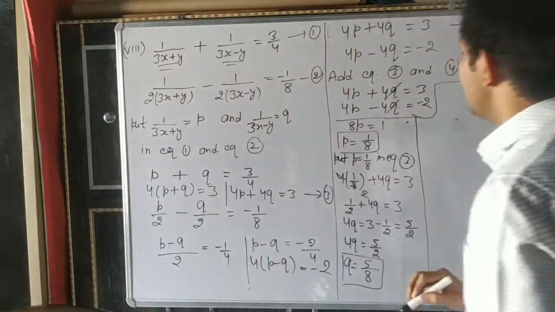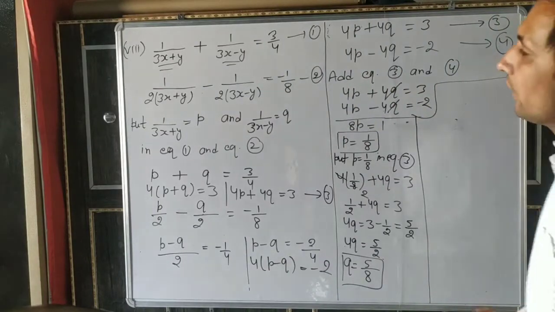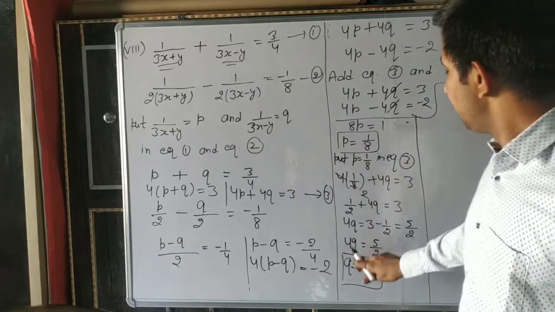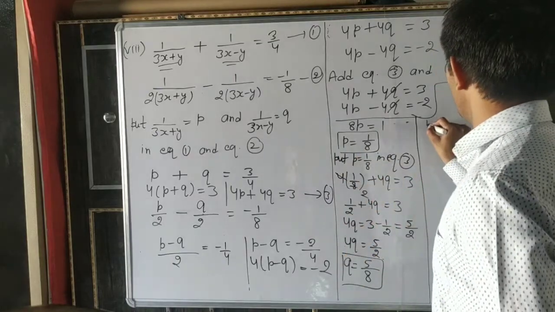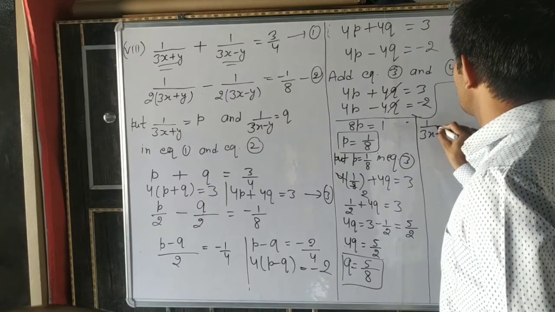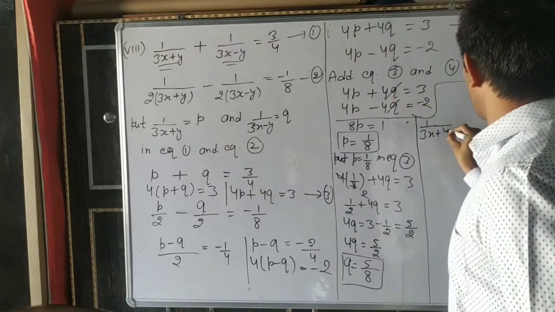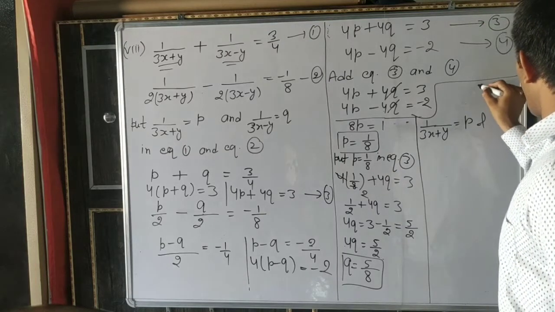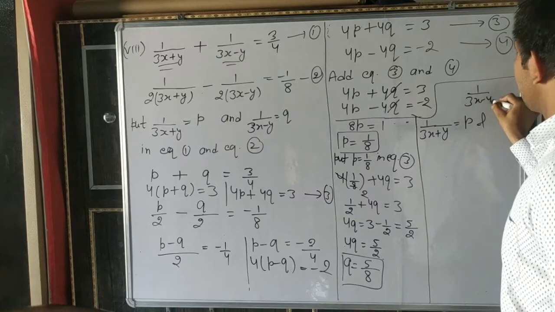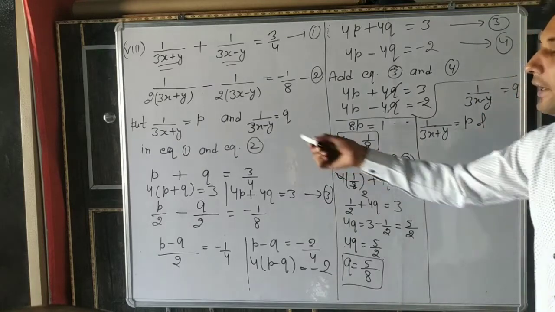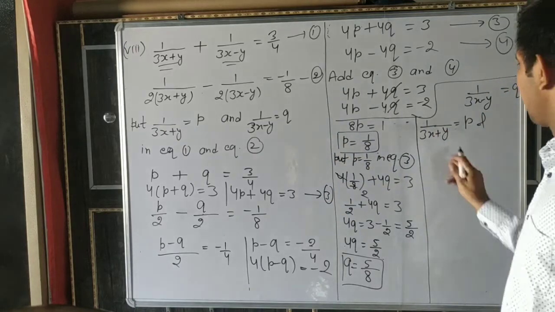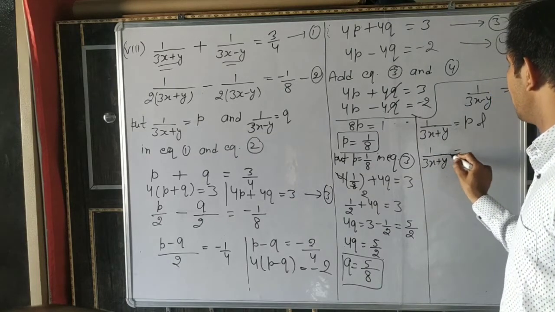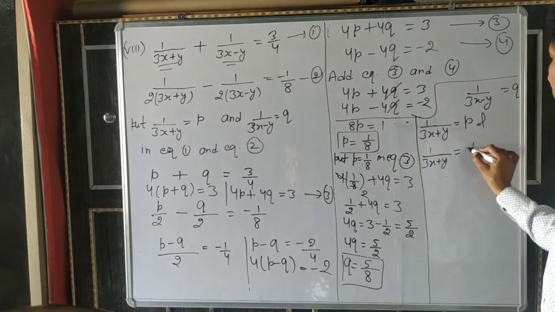So now what will we do? We have to find the value of x and y. So now we will put the P and Q values. So we know 1 upon 3x plus y equal to P, and 1 upon 3x minus y equal to Q. We already know this. First we will write the value of P. So 1 upon 3x plus y equal to, what is the P value? P value is 1 upon 8.